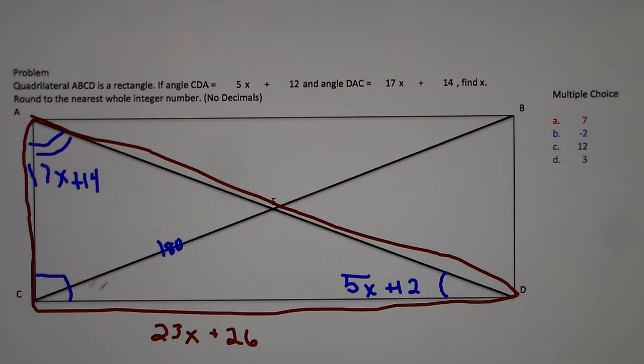I'm going to just subtract 90 from both sides and say it's equal to 90. Subtract 26 from both sides, so 90 minus 26 gets you 64. 64 divided by 23 gets you 2.78. And 2.78 rounded to the nearest whole number is D, 3.